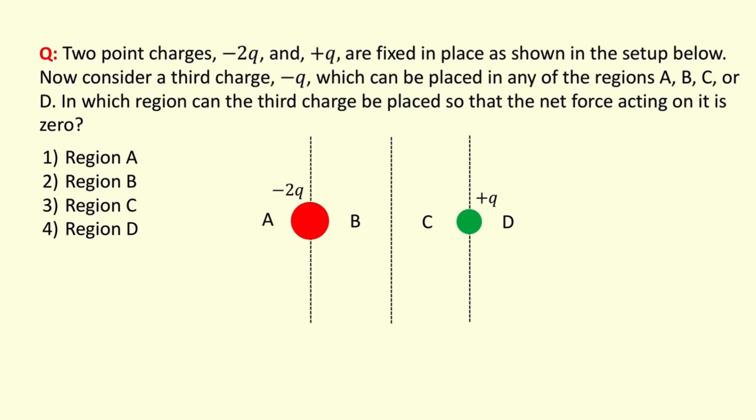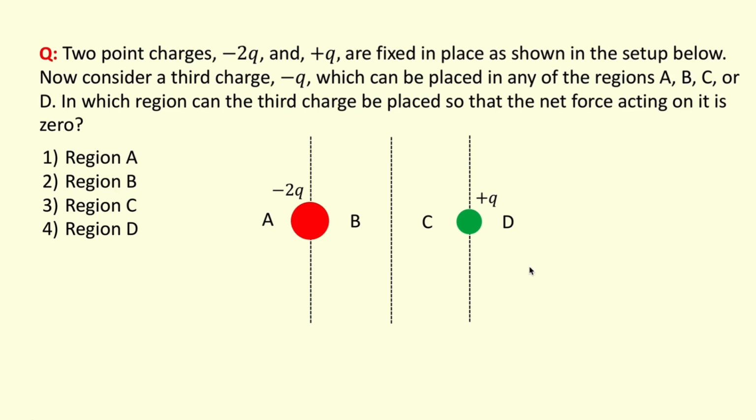Two point charges, -2q and +q, are fixed in place as shown in the setup below. Now consider a third charge, -q, which can be placed in any of the regions A, B, C, or D. In which region can the third charge be placed so that the net force acting on it is zero? Region A, B, C, or D?